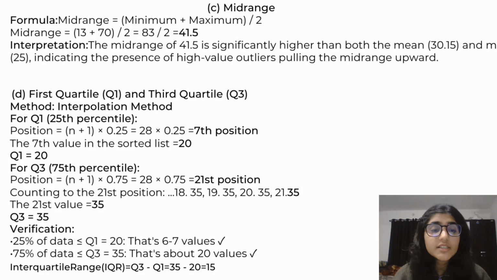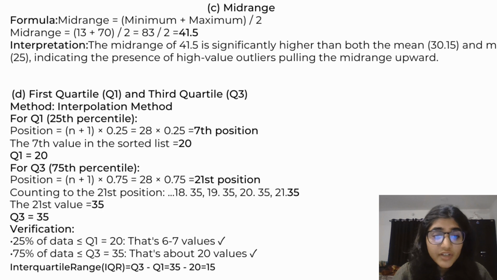Now, third is mid-range. To calculate the mid-range, we need the minimum and maximum, and the sum of these two will be divided by 2. So here we have minimum as 30, maximum as 70. So 83 divided by 2 will give us 41.5. So the mid-range of 41.5 is significantly higher than both the mean, that is 30.15, and median 25, indicating the presence of high value outliers pulling the mid-range upwards.